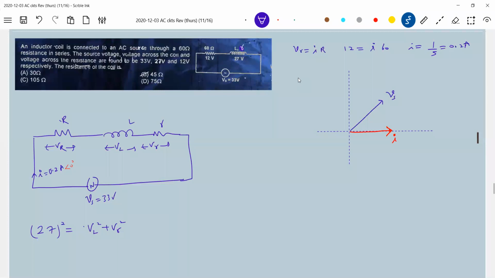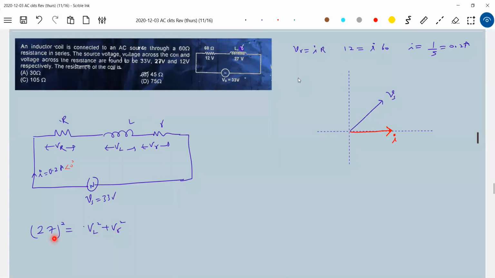Now, what is that 27 volt? Will it lag or lead compared to current? Anybody wants to answer? Or shall I write 27 equal to VL plus VR? I think this is the best question we have to ask ourselves. This 27, shall I write VL plus VR, or is it the correct vector sum? It's a vector sum only.